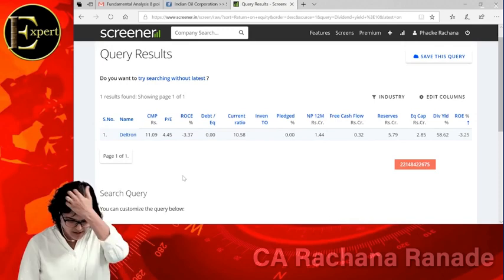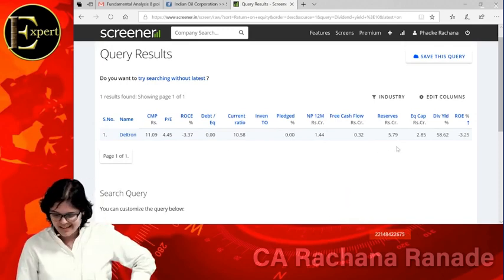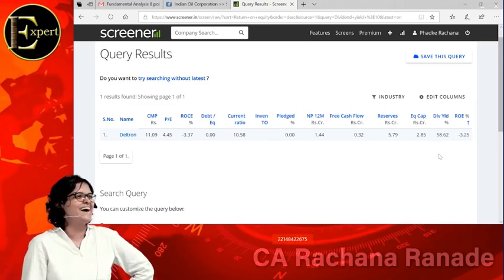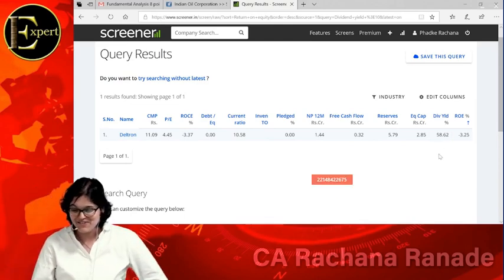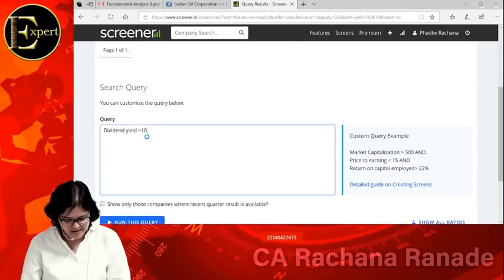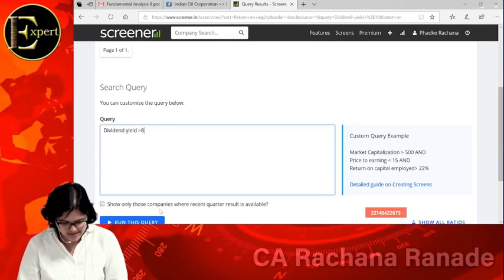Which is this company? Deltron. Even I didn't know about this. 58.62. But it has shown only one result. I'm wondering why. Maybe I'll just put greater than or equal to 8 and let's try to run this query.